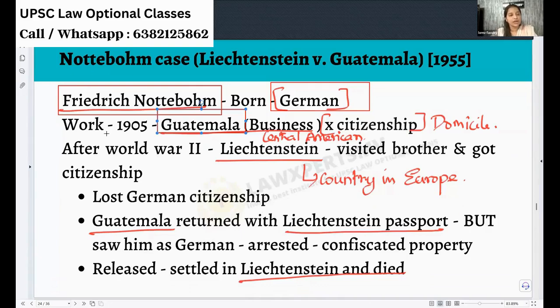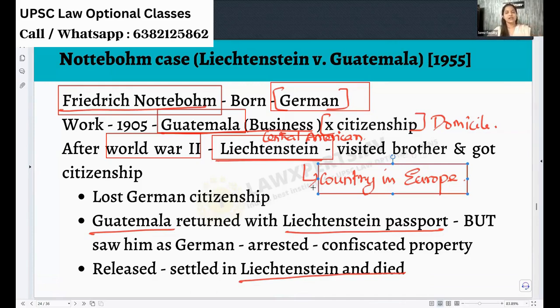Okay. And after World War II, he went to Liechtenstein. It is a country in Europe, a very prosperous, small country, nestled near Switzerland. Very beautiful country. So after World War II, he went to Liechtenstein, visited his brother, and got citizenship in Liechtenstein. So you see, a single person called Nottebohm, born as a German, working in Guatemala. He's just working there, no citizenship, nothing.